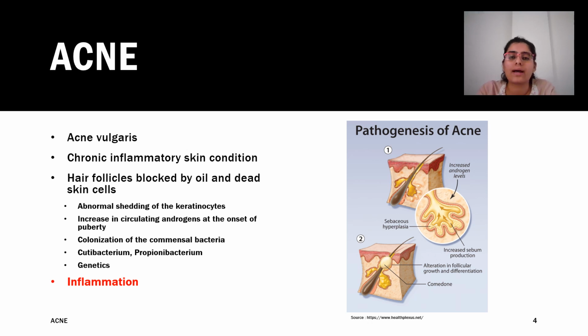Because of this accumulation in the follicle, it creates a perfect environment, a perfect pH, for a certain bacteria to grow and accumulate. This bacteria is called Propionibacterium acnes, and it accumulates in this particular area, causing further inflammation. All of these factors are further compounded by genetics, and all of that finally makes up the pathogenesis of acne.